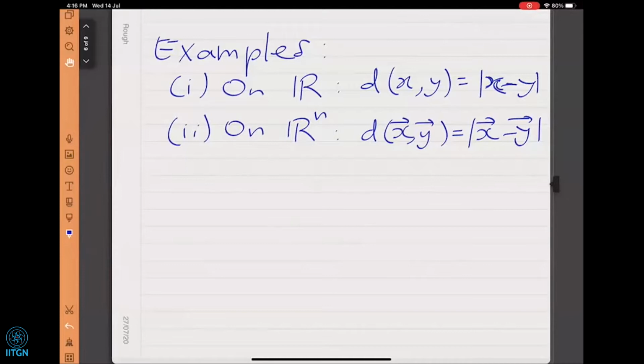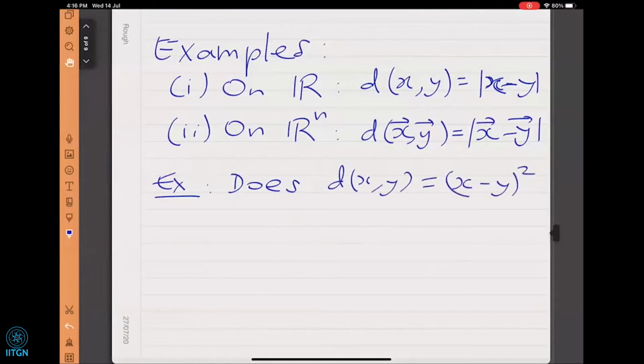There's an interesting exercise. Does d of x, y equal x minus y whole squared define a metric on R? So not mod of x minus y, but actually the square of x minus y. It looks like a new metric. You have to check all the axioms and see whether it really is a metric or not.